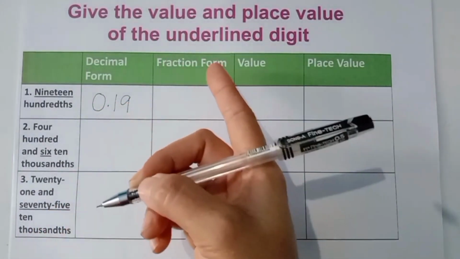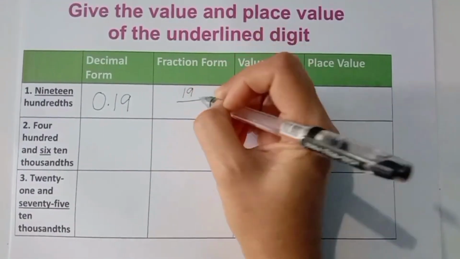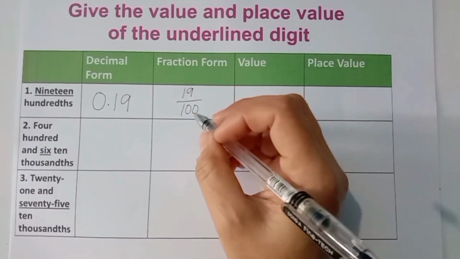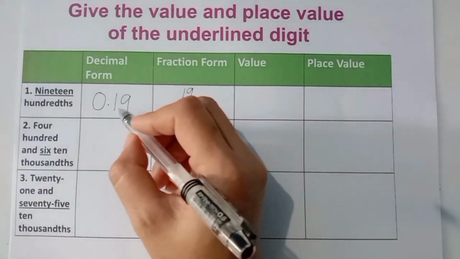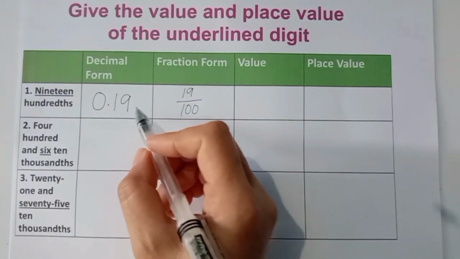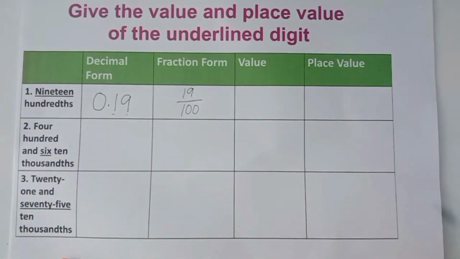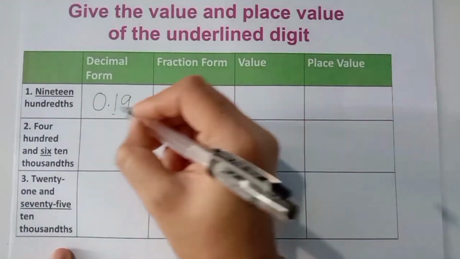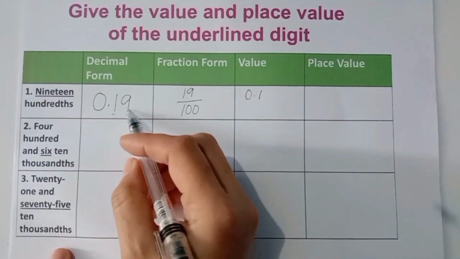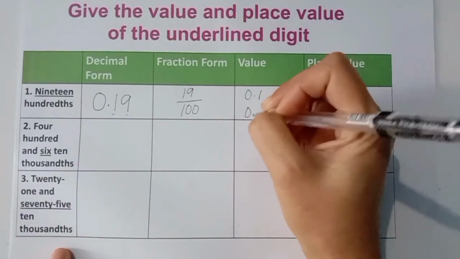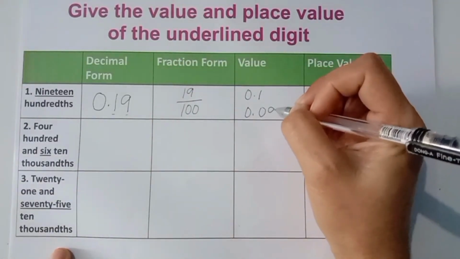Okay, 19 hundredths. Ayan. So, in fraction form, how are we going to write this in fraction form? So, magiging 19 over 100 kasi 19 hundredths. Okay. Ano naman po ang value ng 19? So, 19 po ay 2 digits. Kailangan kunin natin yung value ng bawat digit. So, ang 1, ano naman po ang value ng 1? So, magiging 0.1. Ano naman po ang value ng 9 na ito? So, magiging 0. We are going to replace it with 0. And then, copy natin yung 9.